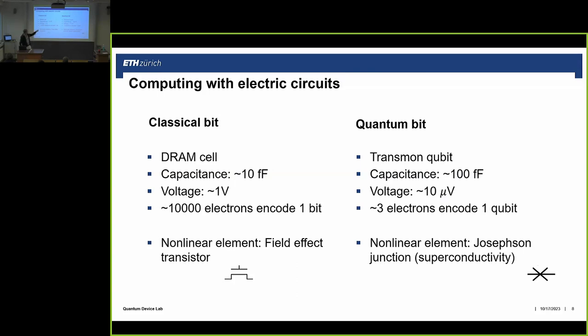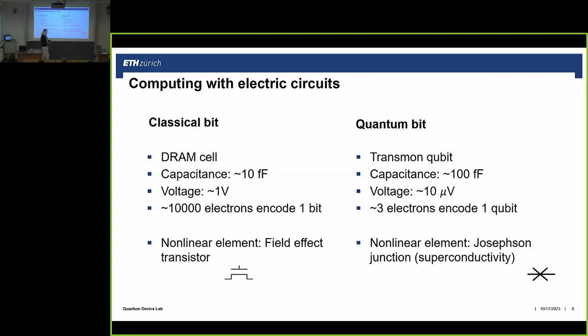Classical bits operate with a capacitance and a voltage, roughly 1 volt, which is usually what we have. A bit is encoded with roughly 10,000 electrons. And you have a nonlinear element because it's difficult to build a computer just from resistances, inductances, and capacitances. In linear circuits, the signals don't interact. It's impossible to build a computer out of that, so you need a nonlinear element. It's a field effect transistor.